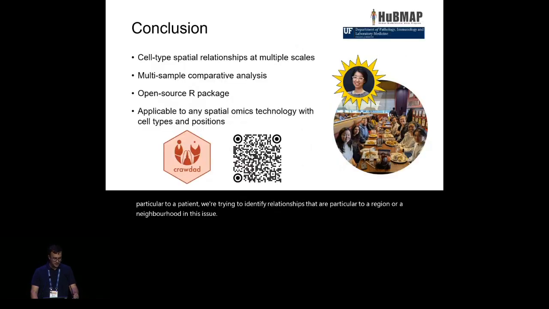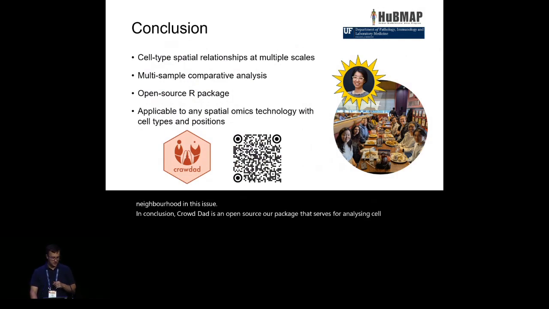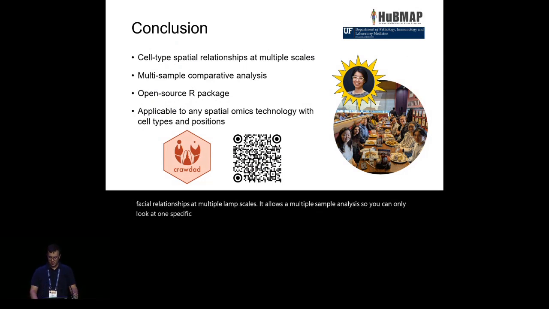In conclusion, crawdad is an open source R package that serves for analyzing cell type spatial relationships at multiple length scales. It allows multiple sample analysis, so you can not only look at one specific sample, but you can compare multiple of them, as in the paper we showed we compared 9. It's applicable to any spatial omics technology, either transcriptomics or proteomics, in which the cell types and the positions are available.